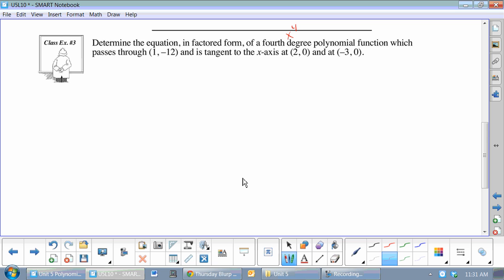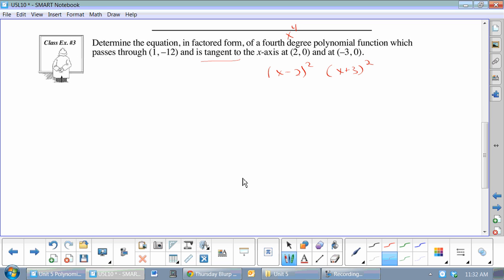X minus, no, not x minus 1. No. X minus 2 squared. Tangent to, aka counts, okay? And at -3, 0. So this would be x plus 3 squared.